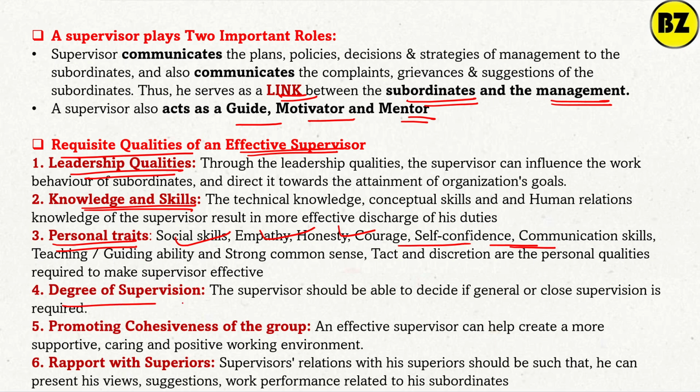Then the degree of supervision. Obviously, the supervisor should be able to decide whether general or close supervision is required, right? How much we need to supervise the worker has to be decided by the supervisor. Then promoting cohesiveness of the group. Effective supervision will build the team. Cohesiveness of the group means team building activity. Then rapport with the higher authority. The supervisor should have a good connection with the higher authority, so that he is able to communicate the problems the workers are facing, any suggestions, or the performance of the workers to the seniors. So these are the basic qualities an effective supervisor needs.